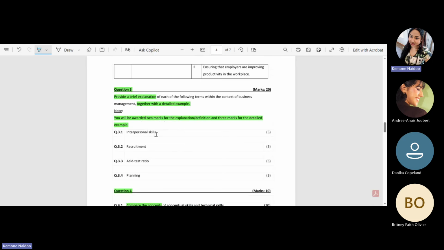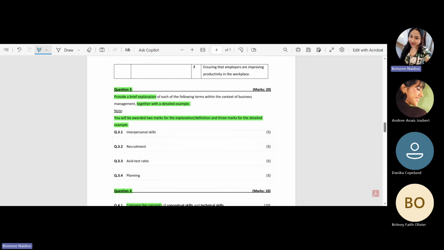So the first one is our interpersonal skills. Now here, you have to provide an explanation. So provide your definition of interpersonal skills. So you can say interpersonal skills refers to human relations where your ability to interact positively and work effectively with other people are very important. So you can talk about communication. You can talk about emotional intelligence with interpersonal skills.